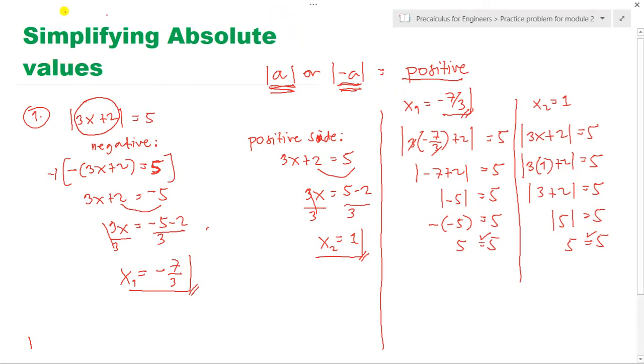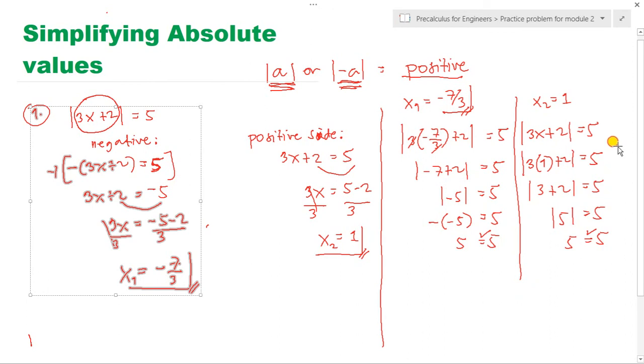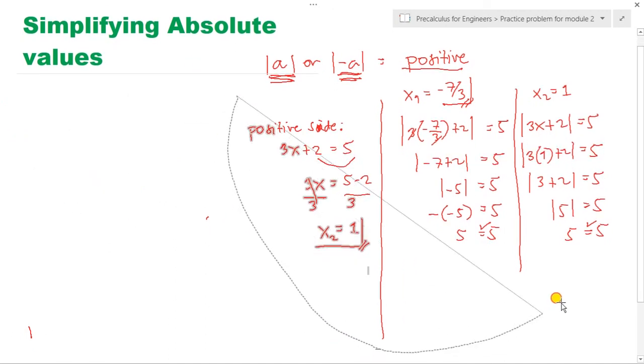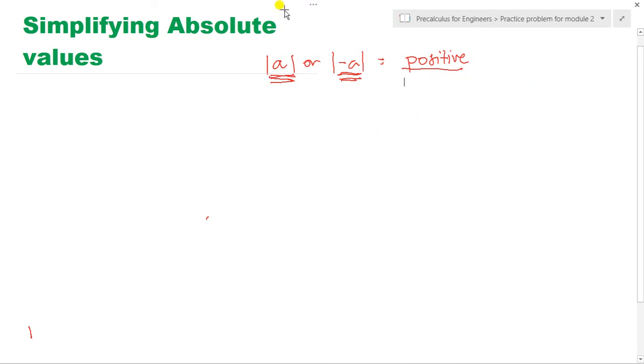So let's try another example. Let's say you are given another example for absolute values. Second example: how about if you're given an inequality? So dito tayo sa inequality class. So let's say you have here the absolute value of x plus 4 is less than 7.